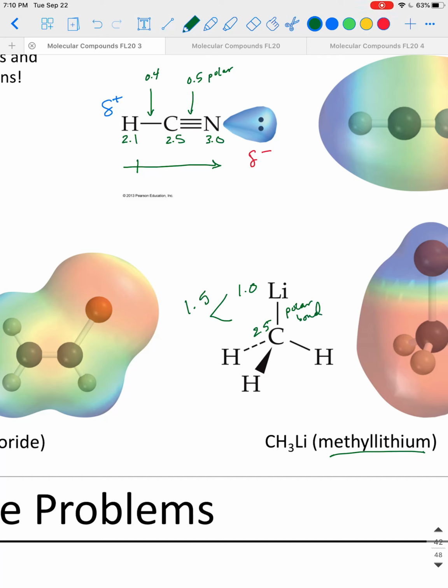But here, carbon is the electron-rich part. So I've got to draw my partial negative. Carbon is partial negative. Lithium is partial positive. Remember, the carbon-hydrogen bonds are not polar, so we cannot put a partial positive or partial negative on the hydrogens, okay? So because of that, can we draw a dipole? Yes, we can. Pointing from the lithium towards the carbon.